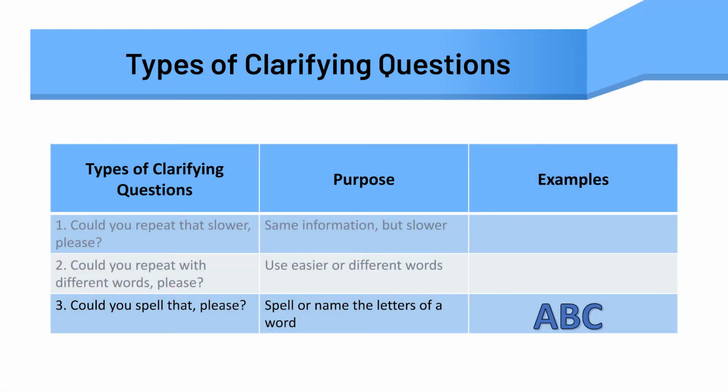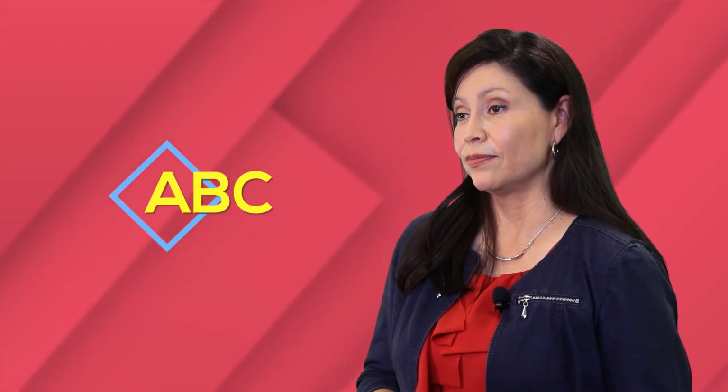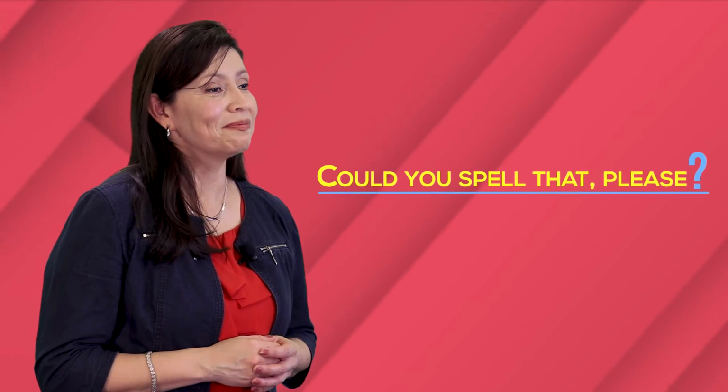Question 3 is used when you heard the word except you do not know how to write it. The person will call out each letter to form the word. Think of the letters A, B, C to remind you that the question is about spelling. Repeat after me. Could you spell that, please? Awesome. I think we are ready for a little more practice, huh?